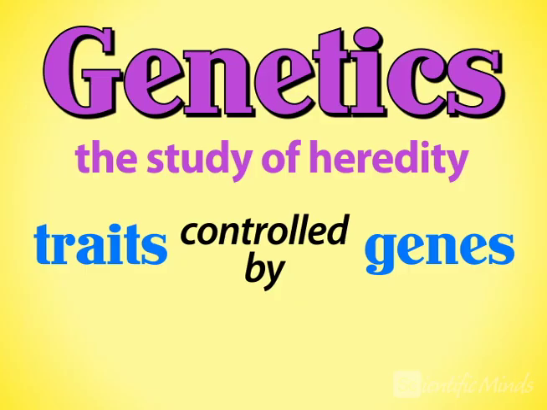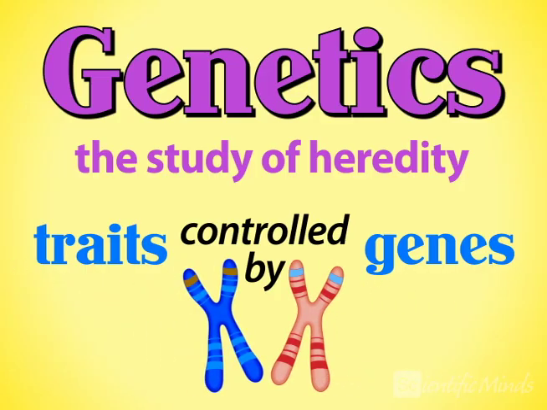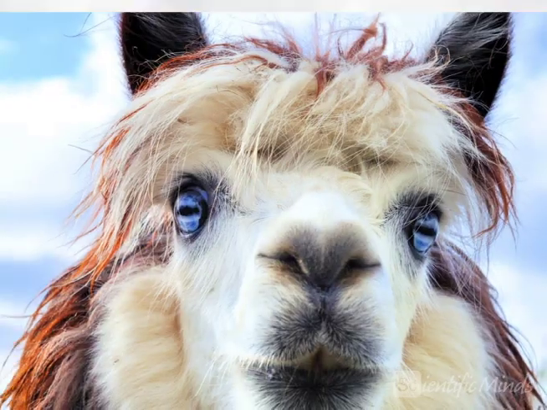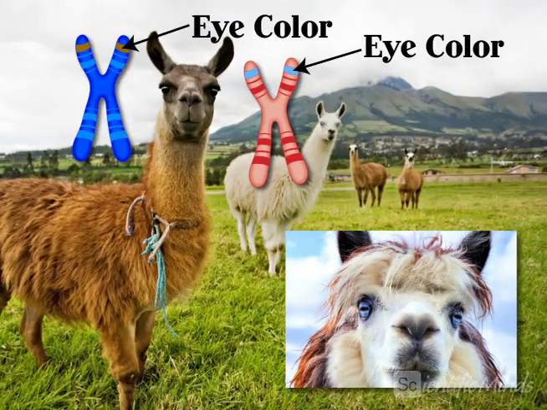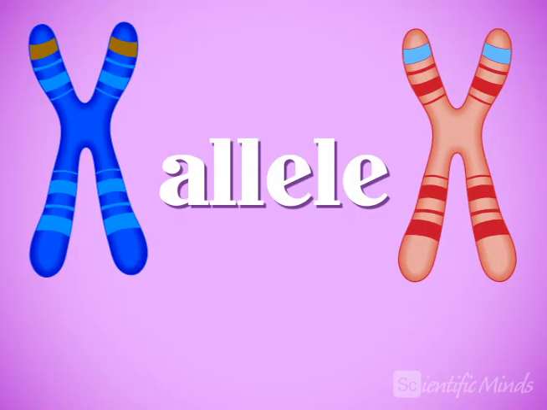These characteristics, or traits, are controlled by the genes on an organism's chromosomes. Chromosomes come in pairs, one from the mother and one from the father. So each trait in the offspring is controlled by a gene from the mother and one from the father. We call these alternative gene forms alleles. Eye color in this llama was determined by the alleles it received from its mother and father. Alleles are found at the same location on chromosome pairs.